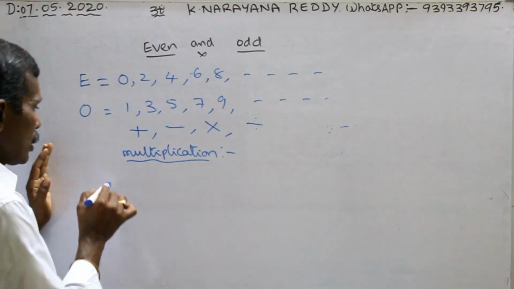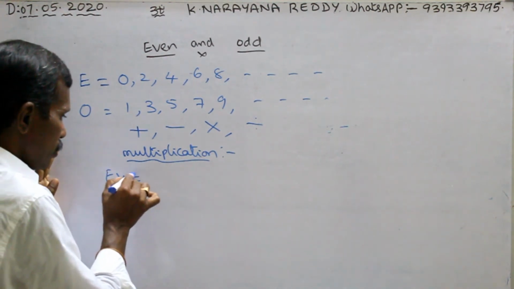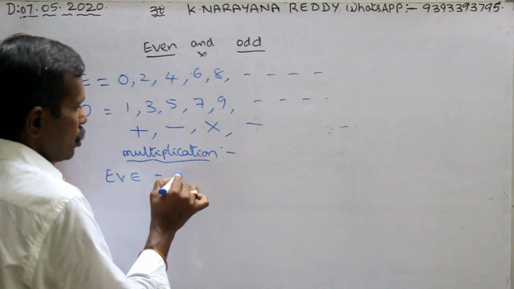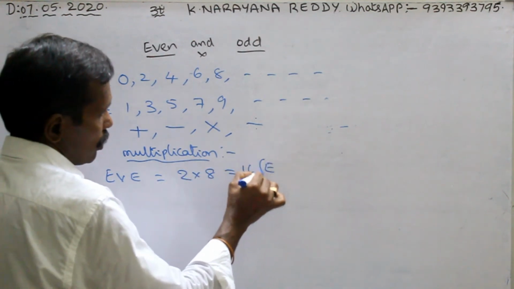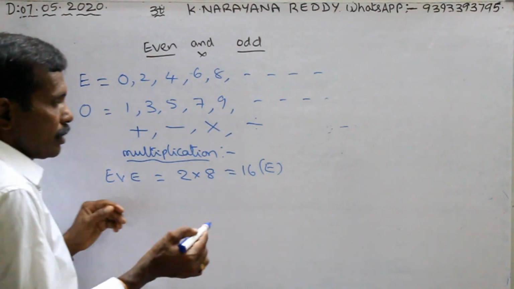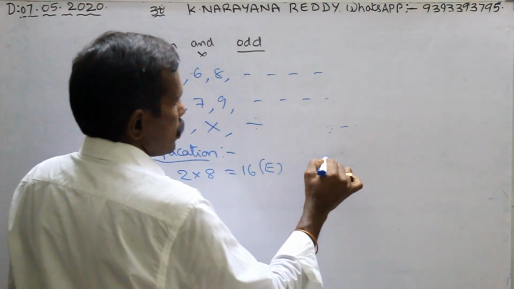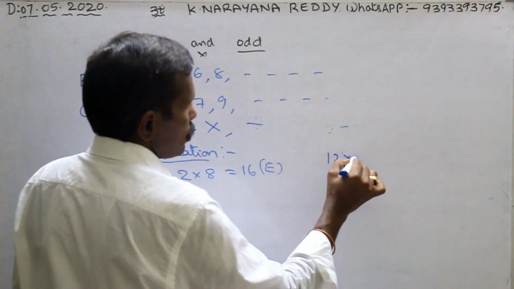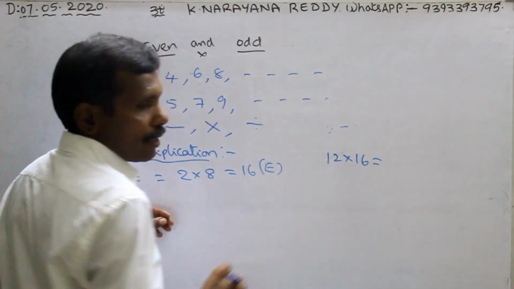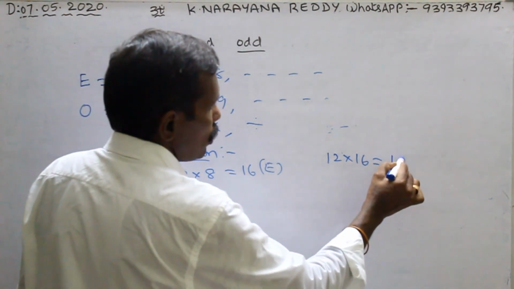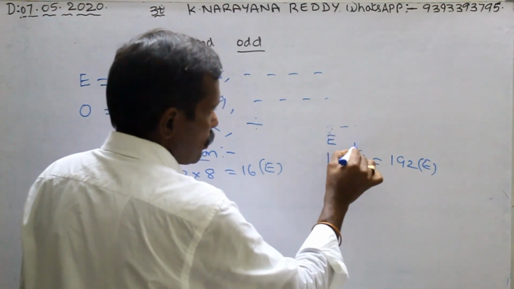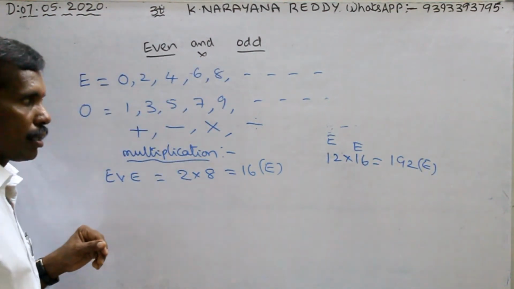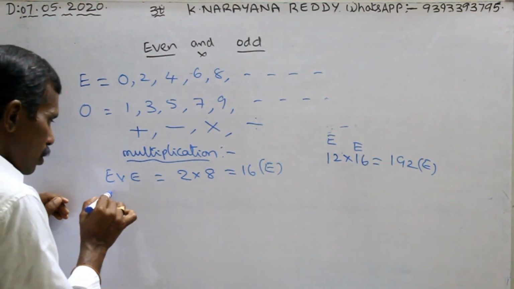Multiplication, even into even. Suppose 2 into 8 is 16, which is even. Take another example, even into even. Suppose 12 into 16, what do you get? 192, which is even. So this is even, this is even. Even into even is even.